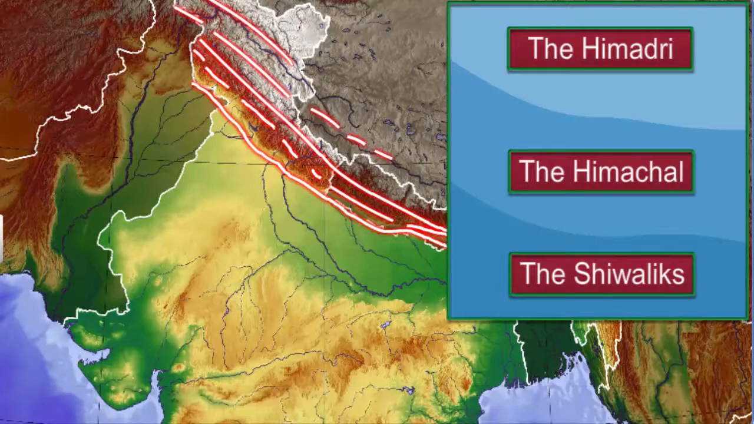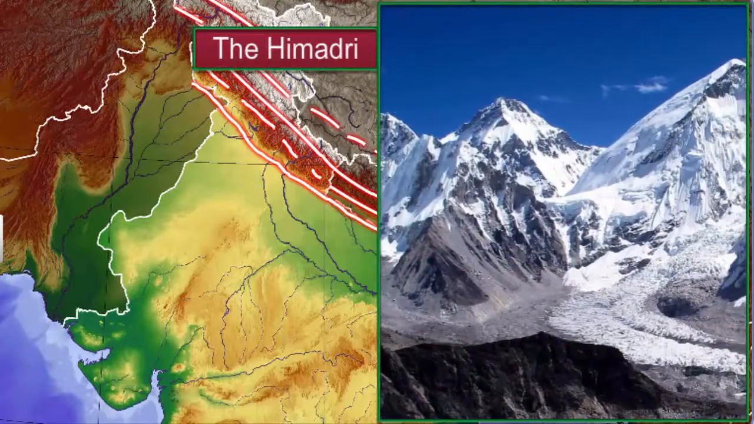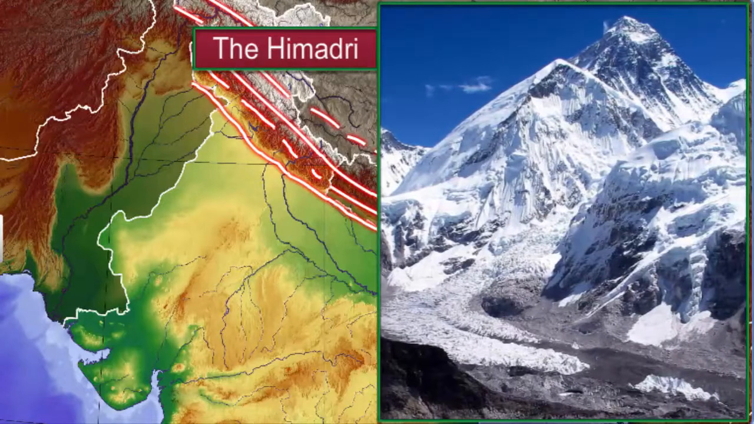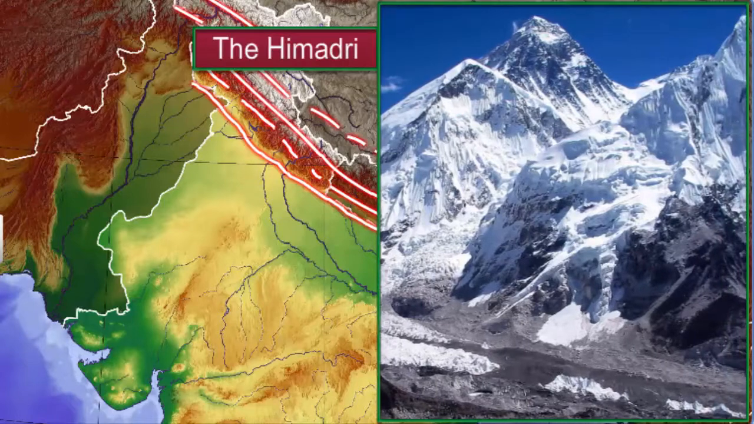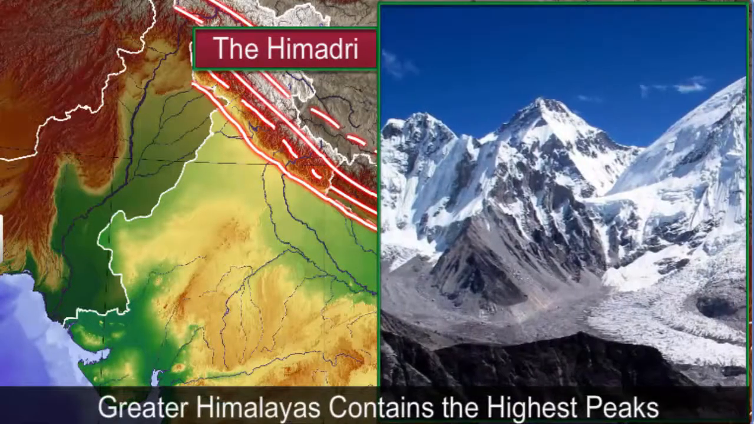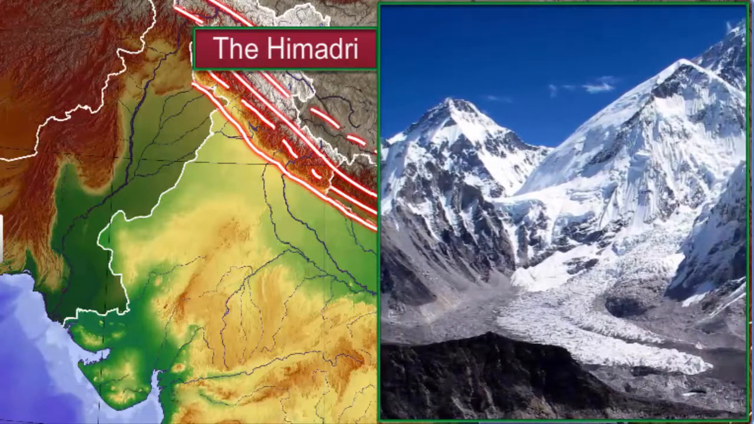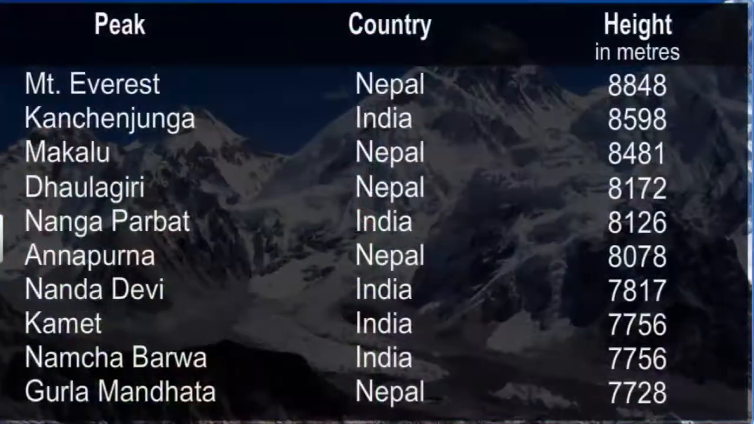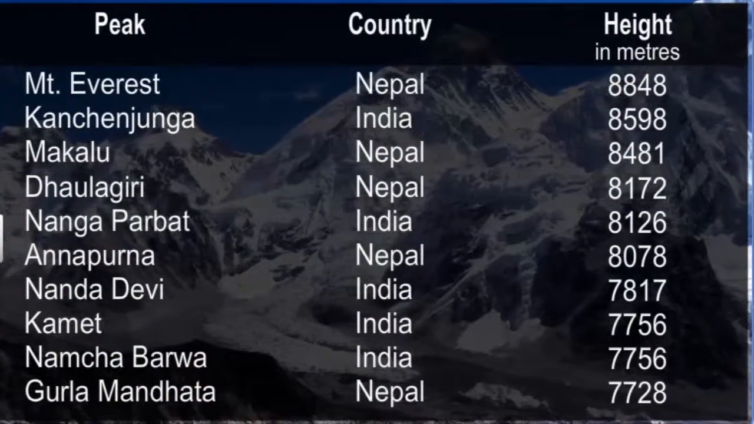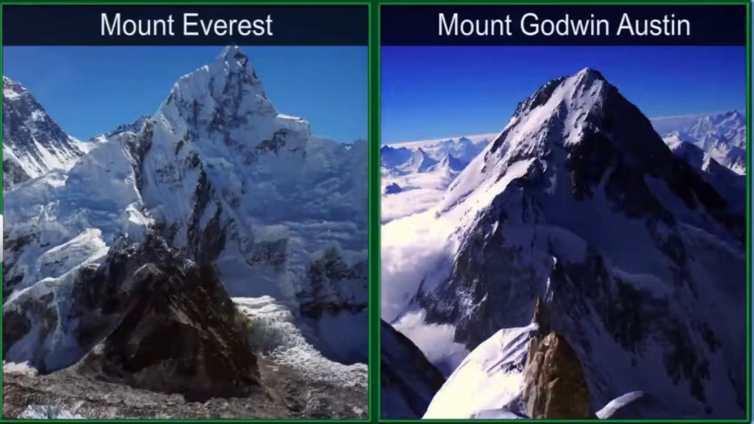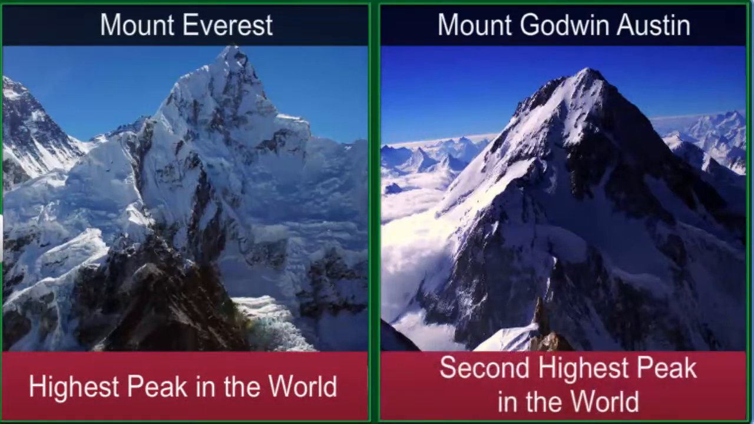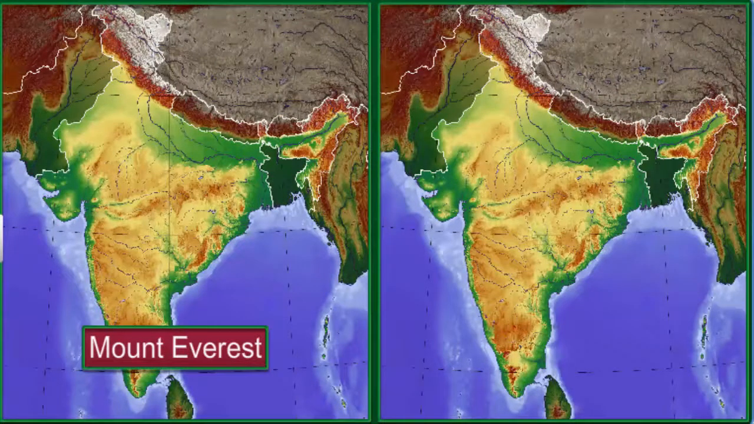The Himadri, also called the Great or Inner Himalayas, is the northernmost range of the Himalayas. This range is in a single, unbroken line and has the highest peaks. Considering that the average height of peaks in the Himadri is 6,000 meters, it is not surprising to note that the important peaks of the Himalayas are located in this range. For example, Mount Everest, the highest peak in the world, and Mount Godwin-Austen, the second highest peak in the world, are all part of this range. Mount Everest is located in Nepal, while Mount Godwin-Austen is in Ladakh in India.